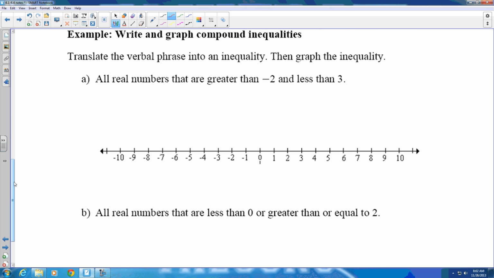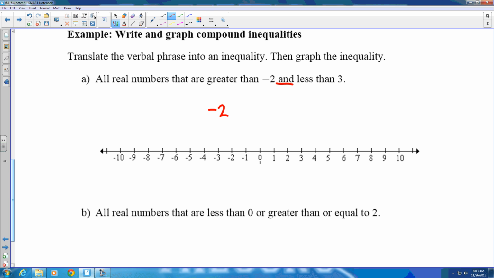Translate the verbal phrase into an inequality, then graph the inequality. All numbers are greater than -2 and less than 3. So there's our keyword and. That means we're going to write it as one inequality. So I always like to write it in numeric order. I think it makes the most sense that way.